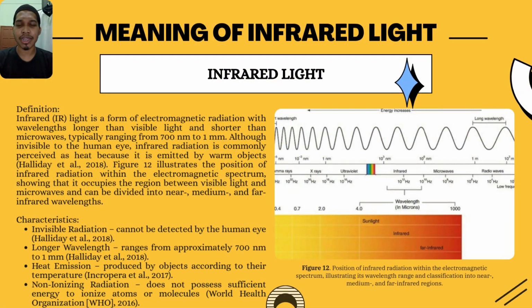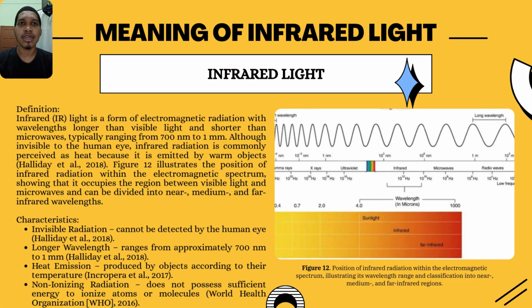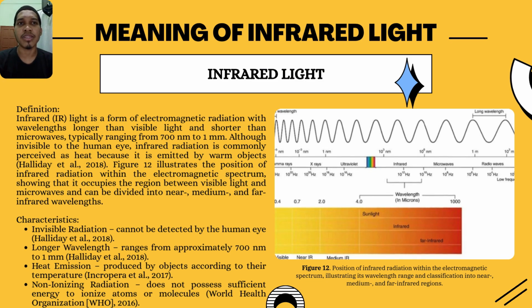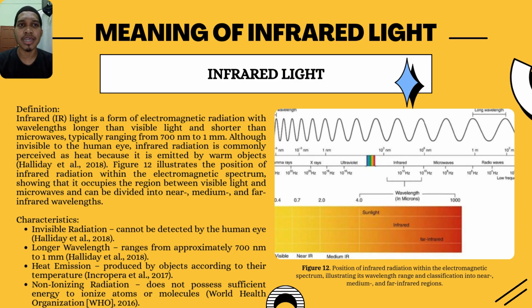Next, we go to infrared light. Meaning of infrared light: infrared light is a form of electromagnetic radiation with wavelengths longer than visible light and shorter than microwaves. Typically, it ranges from 700 nanometers to 1 millimeter. Although invisible to the naked human eye, infrared radiation is commonly perceived as heat because it is emitted by warm objects.